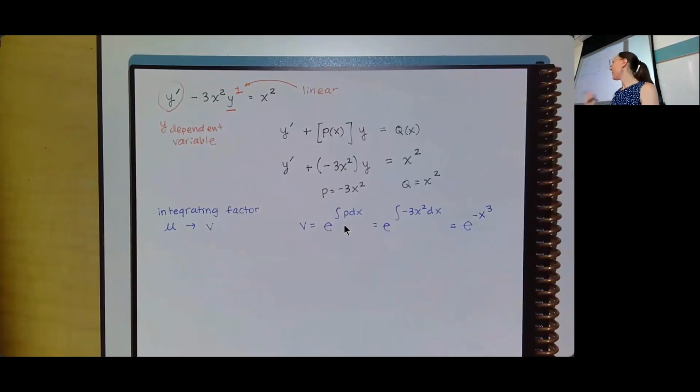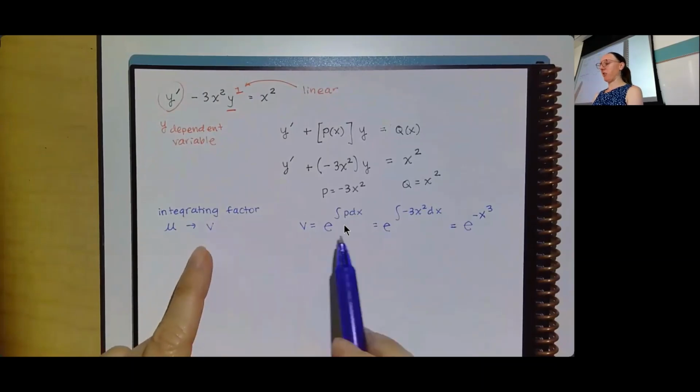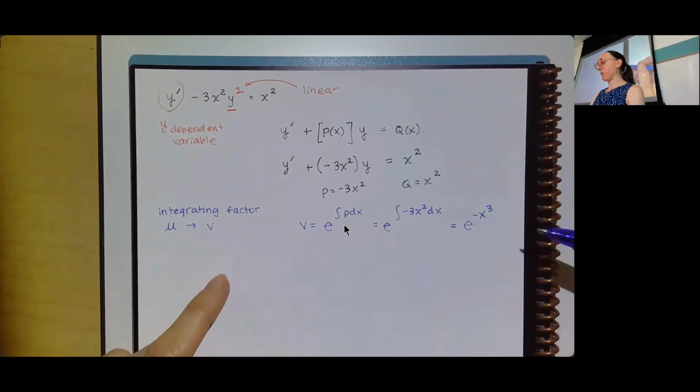Now, the reason that I don't have to put the plus c is that if I have a plus c up here in the top, I know that we can rewrite that using our exponent rules as a constant times e to the negative x cubed. And that constant is going to fall out of the problem later. So I don't have to worry about it now. So whenever we do this kind of intermediate step of finding the integrating factor, I don't have to put a plus c up here.